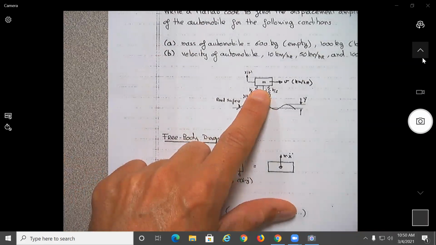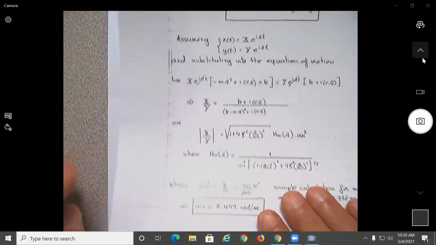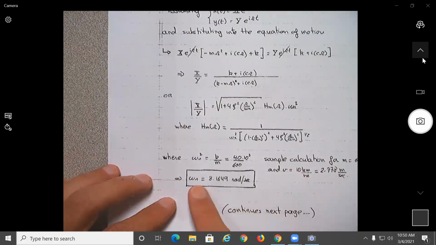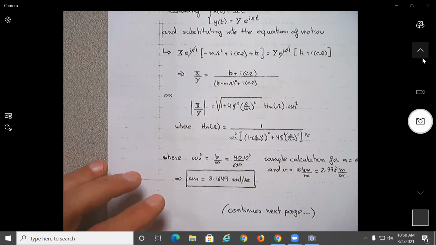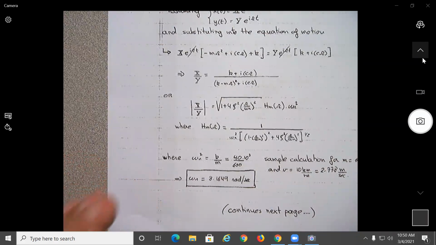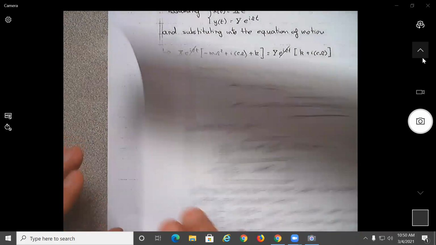Of the car, no? Yeah? All right. So I do this. So it's 8.1649 radians per second. Now I need to find what is the frequency of the road, no? Yeah. So how can we do that?